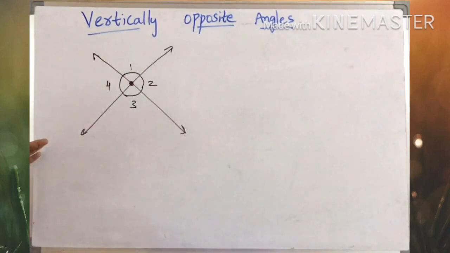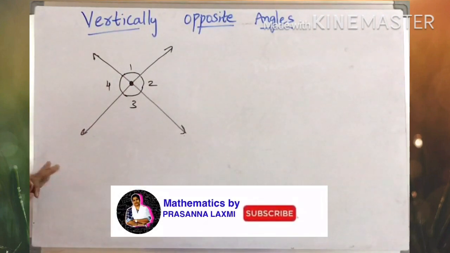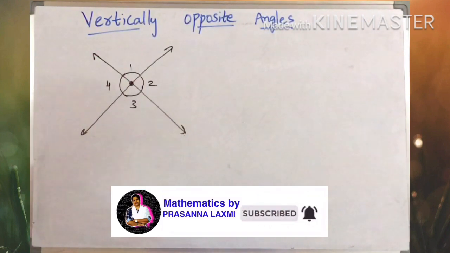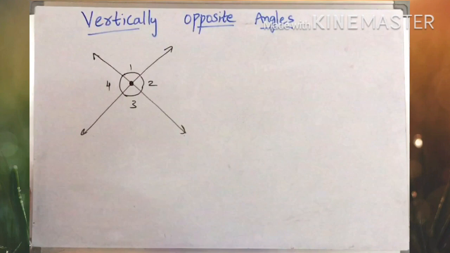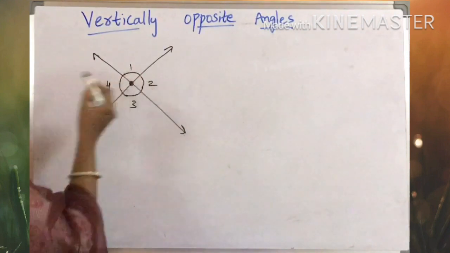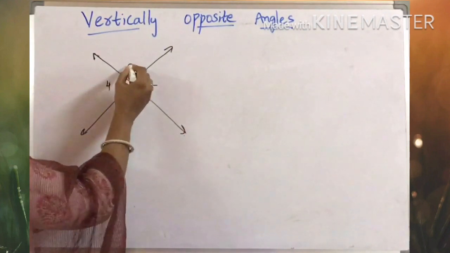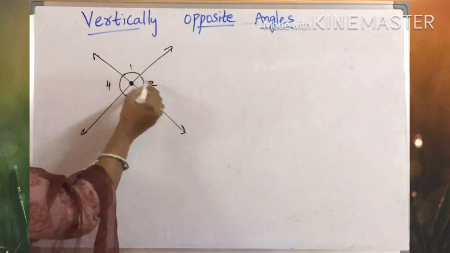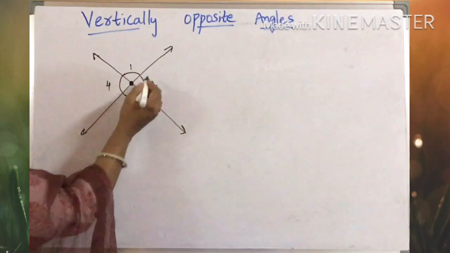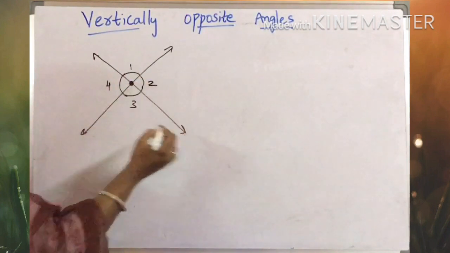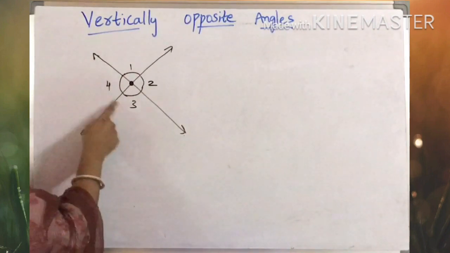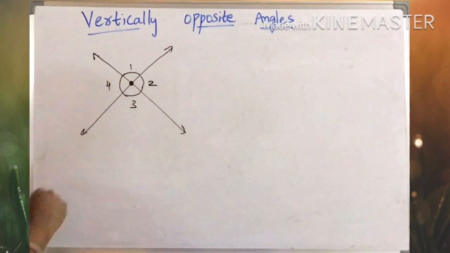In these 4 angles, how many pairs of adjacent angles are formed? In the last video I discussed that adjacent angles are here angle 1 and angle 2. They are adjacent angles, right? And 2 and 3 are also adjacent angles because they have a common vertex and a common arm. Coming to 3 and 4, also adjacent angles, and 1 and 4 also adjacent angles.